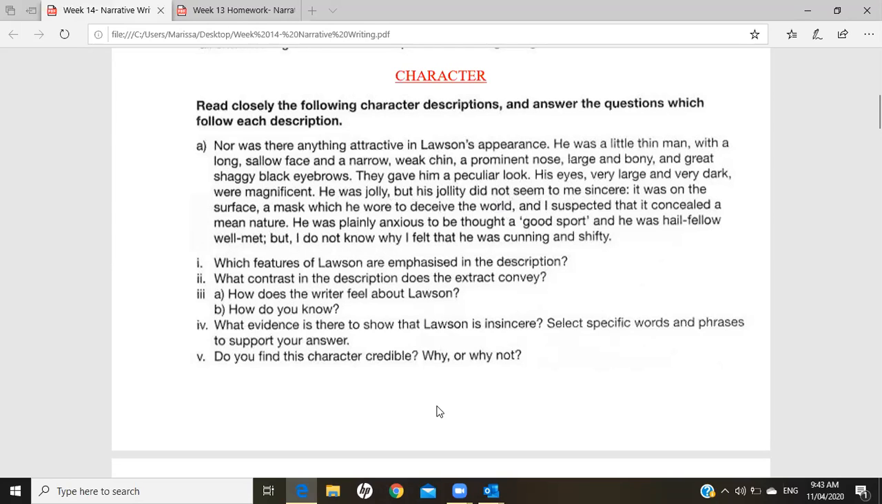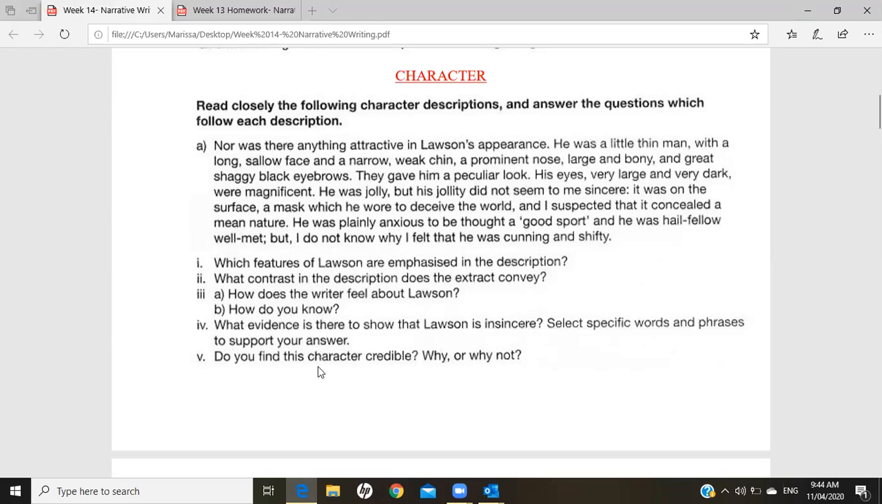Do y'all know the next line that shows that Lawson was insincere or fake? It actually comes at the second to last line when he says that he was plainly anxious to be taught a good sport, and he was hail fellow well met. So he was very sociable and friendly, but I do not know why I felt that he was cunning and shifty. So the writer is saying that Lawson pretends to be very sociable, but I feel as though he was cunning and shifty. If someone is very cunning, it means that they're very sly, and shifty meaning that one minute he's one way, and then he changes to another way.